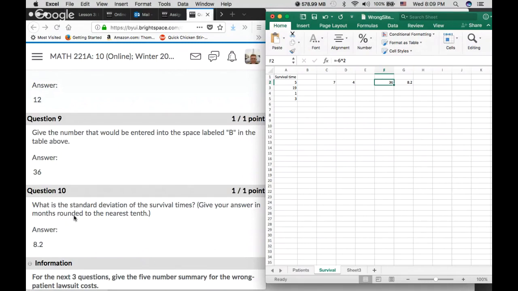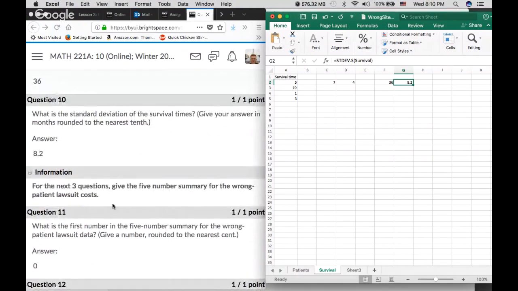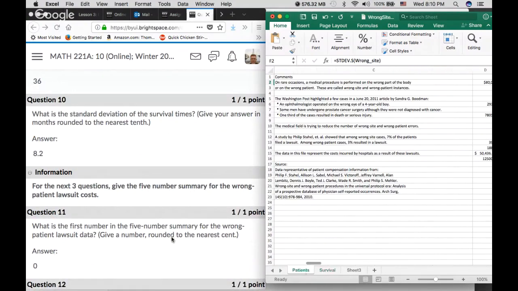We want the standard deviation of survival times. So I just came in here and did a standard deviation function for the survival and got it down to the nearest 10th, which is 8.2. All right. Then we're going to go back to patients and lawsuits.